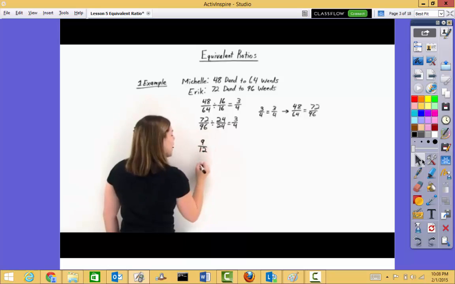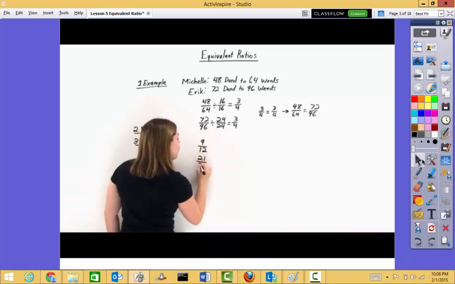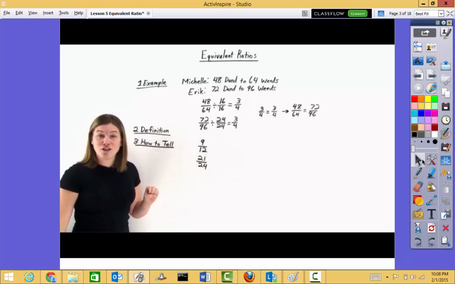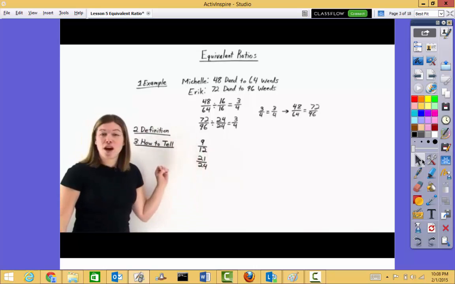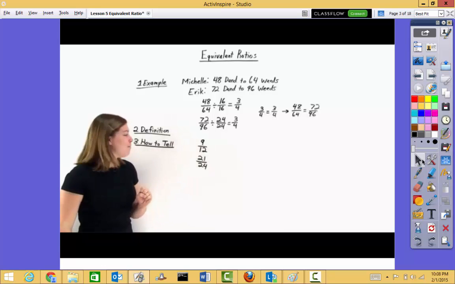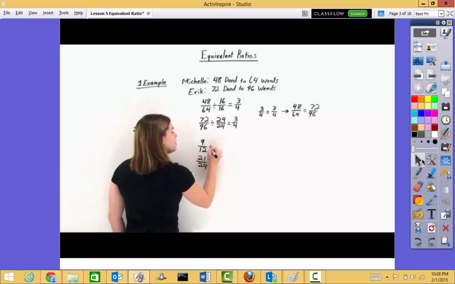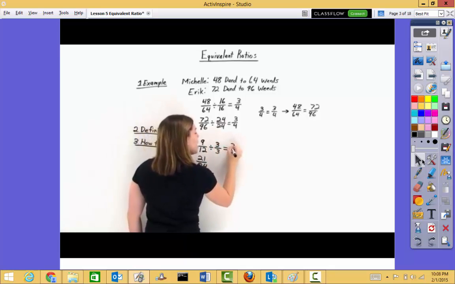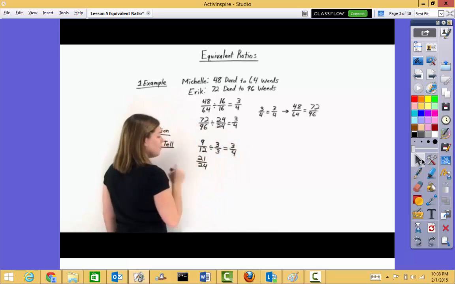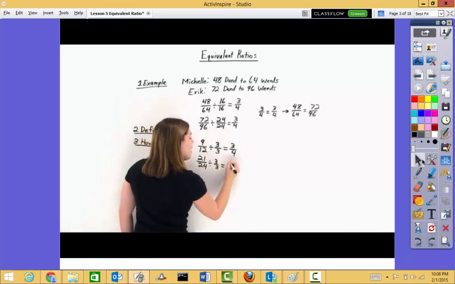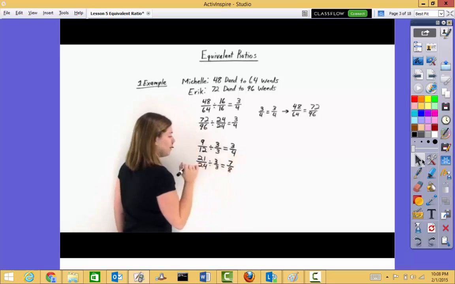Let's say we have 9 over 12 and 21 over 24. To see if we have equivalent ratios, we need to reduce each of these fractions to its simplest form and then compare them to see if they're the same. Here, to simplify, we divide by 3 over 3, and we get the fraction 3/4. To reduce this fraction, we divide by 3 over 3, and we get the fraction 7/8.